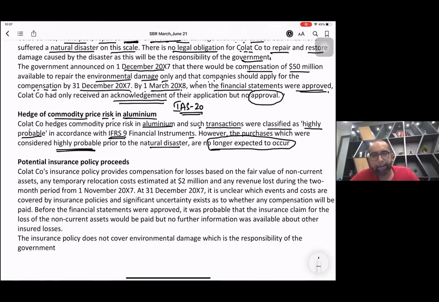First of all, can you tell me which hedge is this for highly probable forecast transaction? Which hedge accounting we do? Fair value hedge accounting or cash flow? Very good. Excellent. Cash flow hedge. For highly probable forecast transaction, we do cash flow hedge accounting.